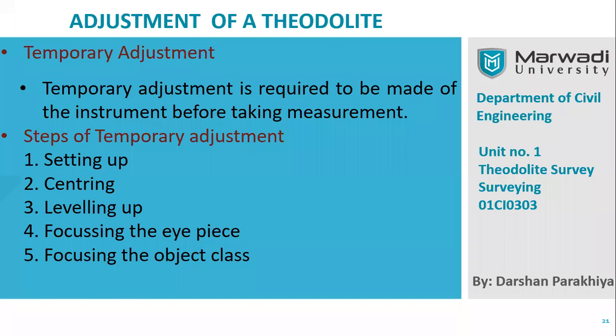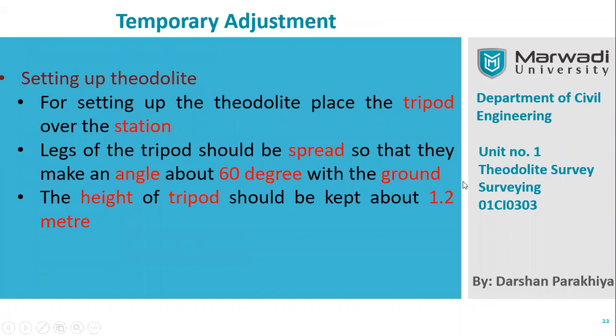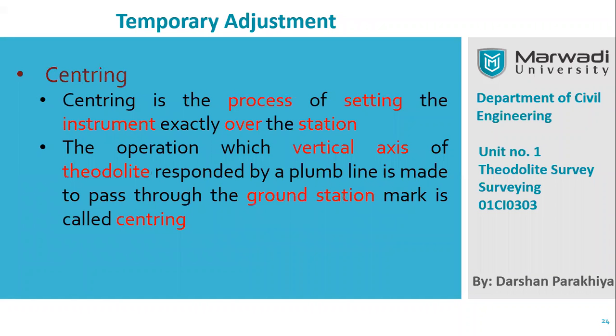As you know, what is setting up and centering? Setting up is nothing but we have to set up the tripod over the station. Then we have to stretch out the legs of the tripod, and it should be around 60 degrees. Then in the centering process, we are placing the instrument exactly over the station. That is done in centering.